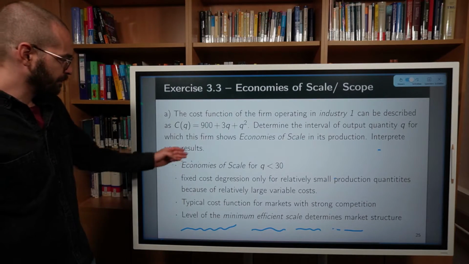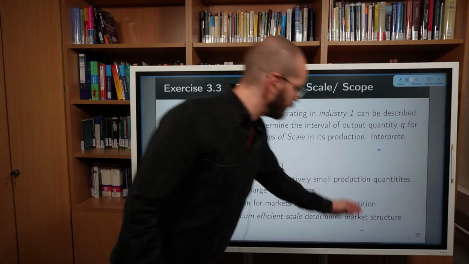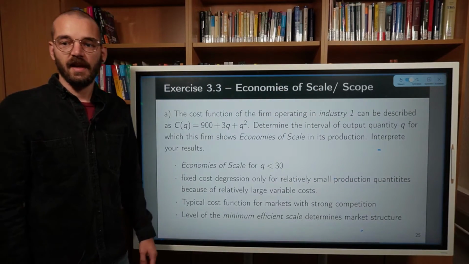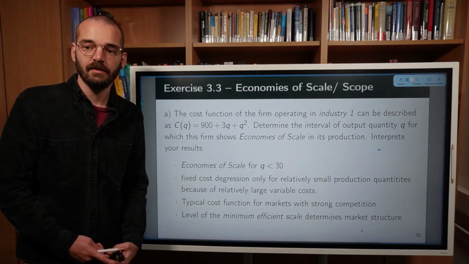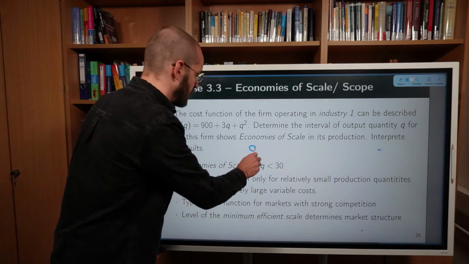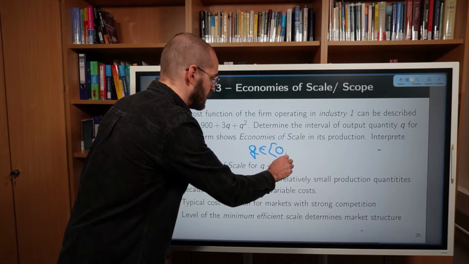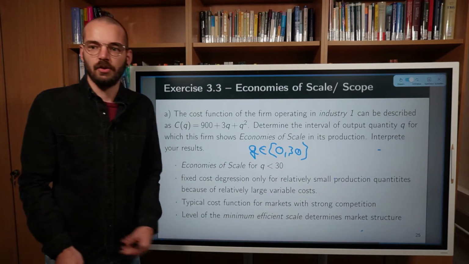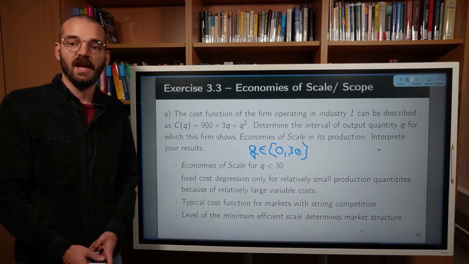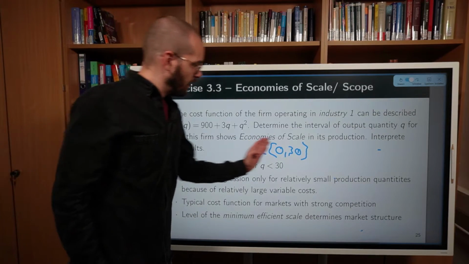So we have economies of scale for an interval of Q lower than 30, and by logic of the context, the actual interval is that Q needs to be an element between 0 and 30, simply because we always assume that it is not possible to produce any negative amount of any output good. Okay, good.